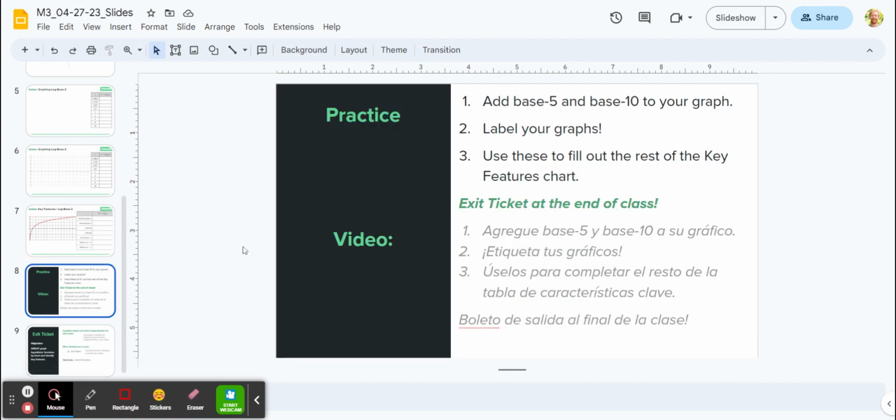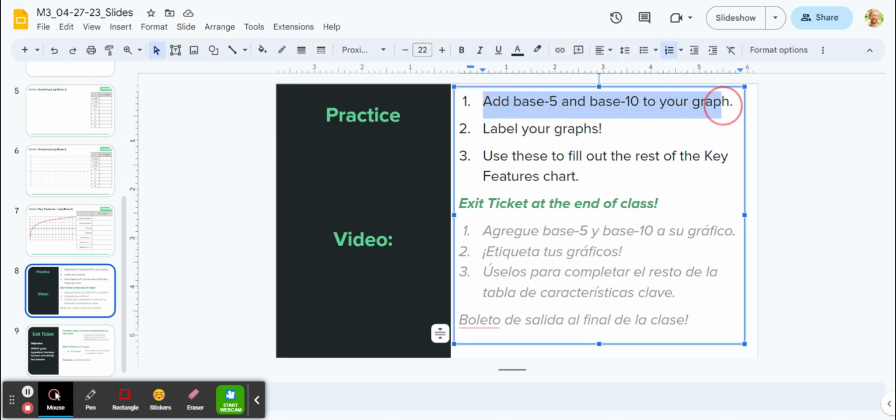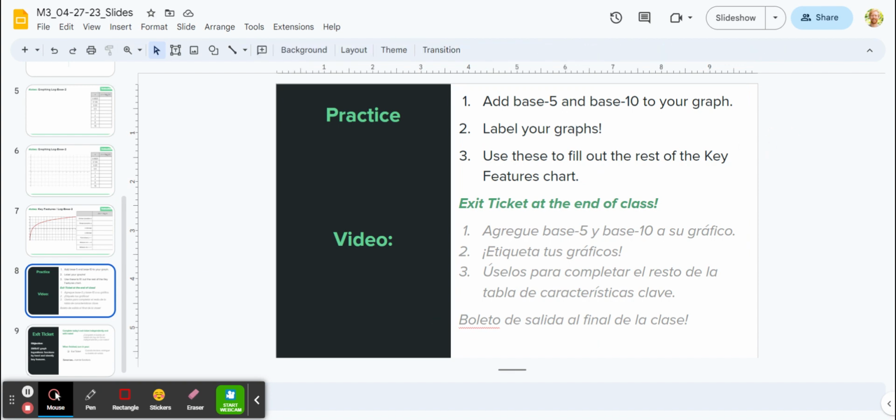So you should have enough knowledge here to add our base 5 and base 10 logarithms to our graph. After that, we should be able to label them so we know which one we're looking at and fill out the rest of that key features chart in order to complete our notes for today. We're basically repeating that process. Fill out those tables, graph the equations, and then fill out that key features chart.